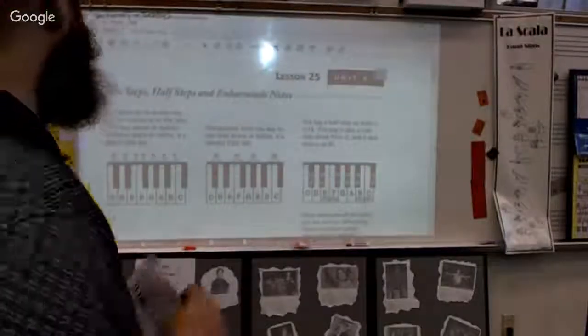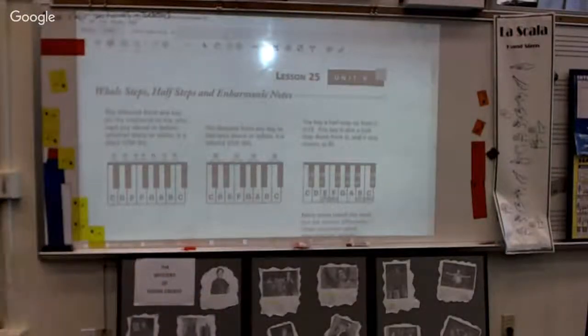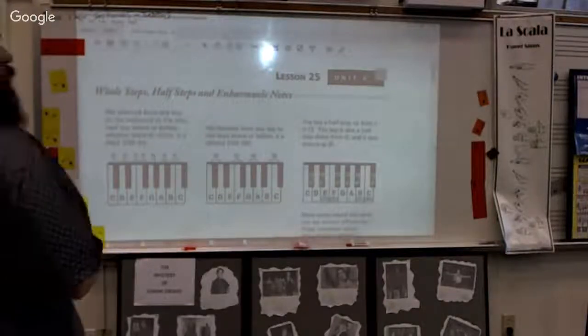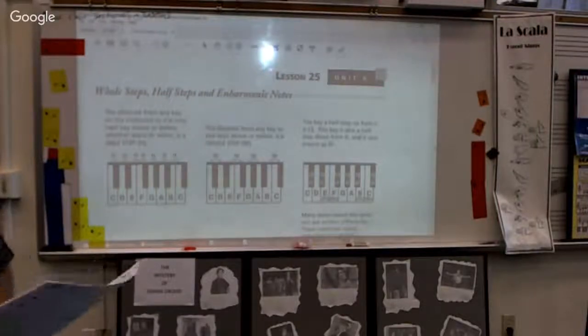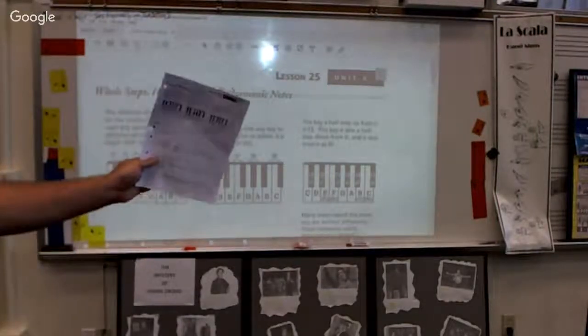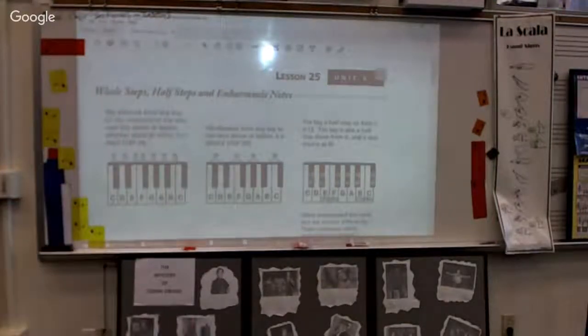Okay, today we're going to be starting with intervals on the piano, and we're going to start talking about whole steps, half steps, and enharmonic notes. This is a very, very important lesson. I say this a lot of times, but this is very important stuff that we're talking about here, okay? Some of you are wanting to get to intervals, and this is necessary to get there.